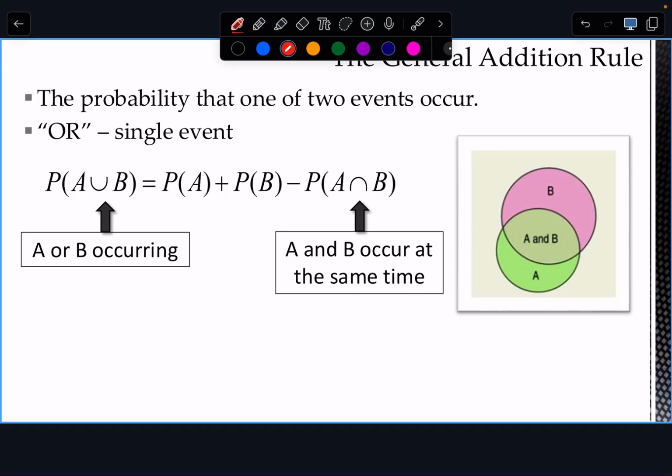And so as we're looking at the general addition rule, what we're looking at is the probability that one of two events occur. And so what we're trying to think about is I have these events that are subsets of our sample space. So these are a collection of outcomes that have a certain condition applied to them. And what I'm doing is I'm looking to find the probability that one event or the other happens. And so I've highlighted the word or there.